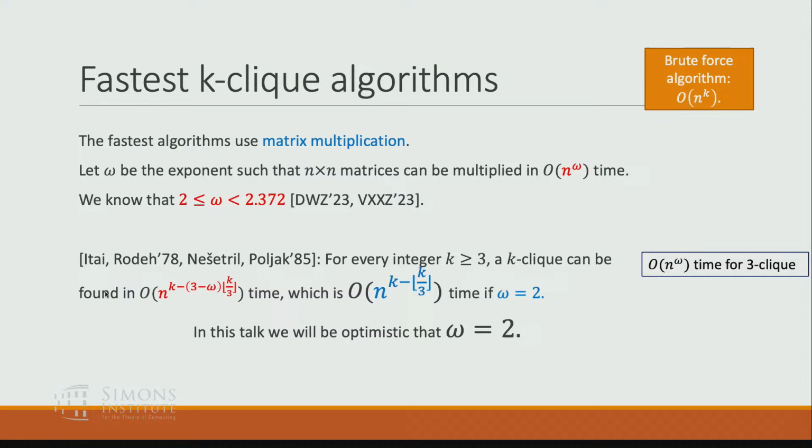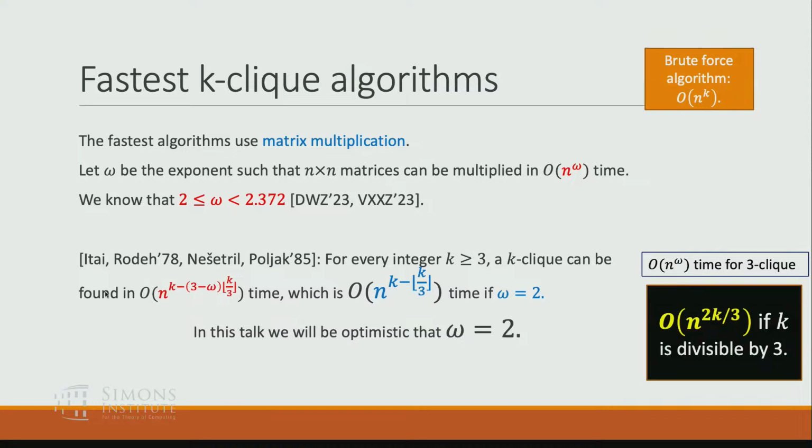So now the problem becomes finding triangles in this new graph whose number of vertices is n squared, which can be solved in n to the 2 omega time. And more generally, when k is divisible by 3 and omega is 2, the running time is n to the 2k over 3. And when k is not divisible by 3, the formula is slightly more complicated because the graph we created in the reduction will be unbalanced.